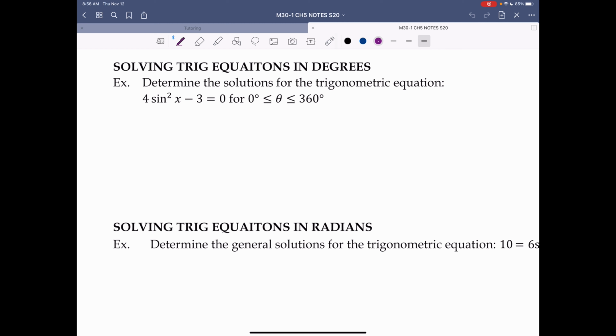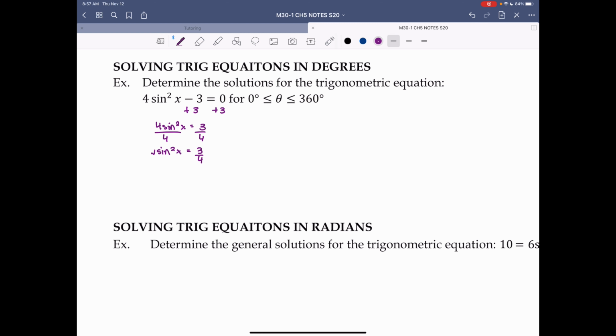Example: determine the solution for the trigonometric equation 4 sine squared x minus 3 equals 0 for theta greater than or equal to 0 degrees and less than or equal to 360 degrees. We'll start by isolating the trig function. Add 3 to both sides. We get 4 sine squared x equals 3. Divide both sides by 4. We get sine squared x equals 3 over 4.